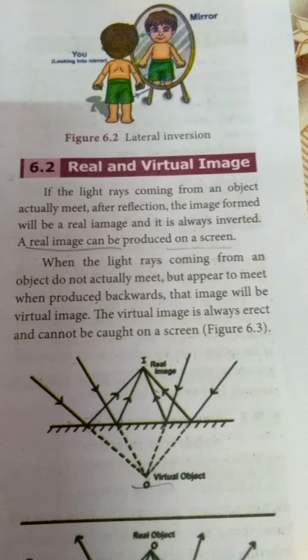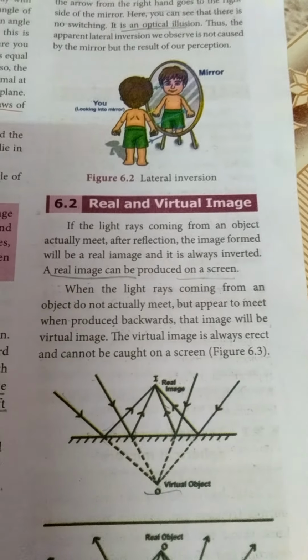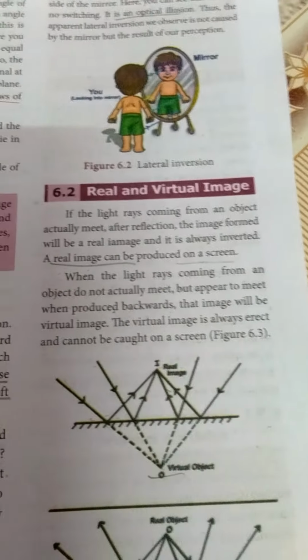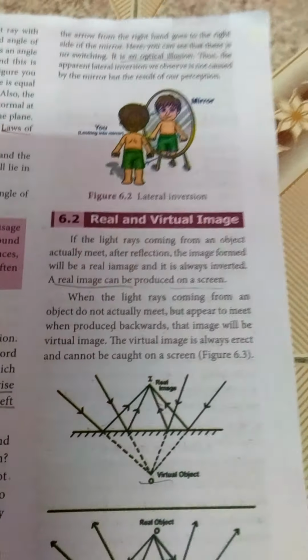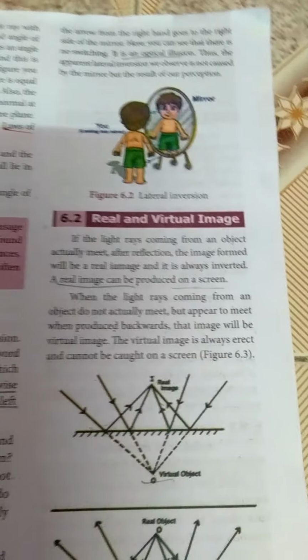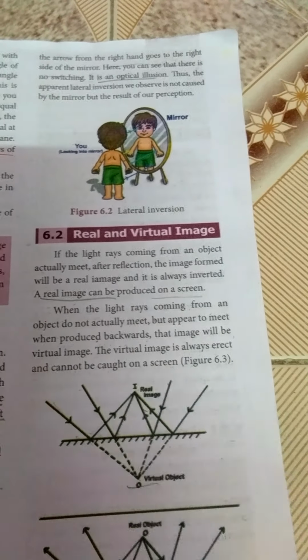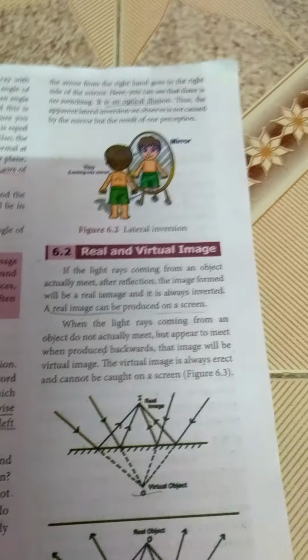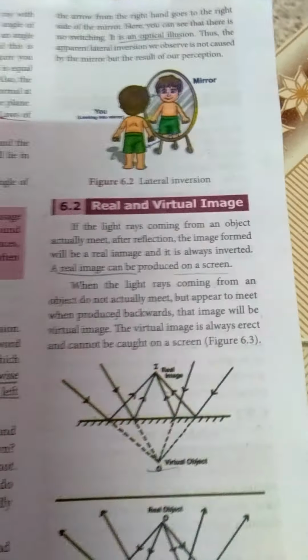When the light rays coming from an object do not actually meet but appear to meet when produced backwards, that image will be a virtual image. Extended backwards, the image forms, and that image we call a virtual image. The virtual image is always erect and cannot be caught on the screen.